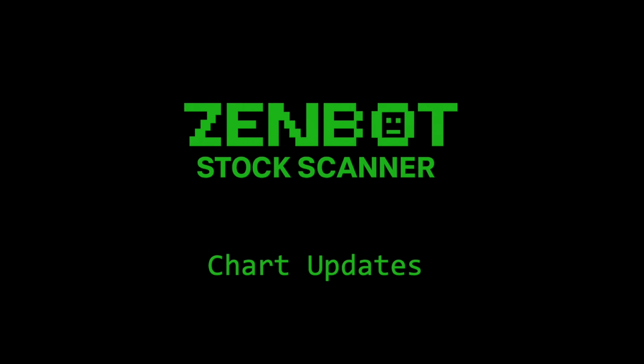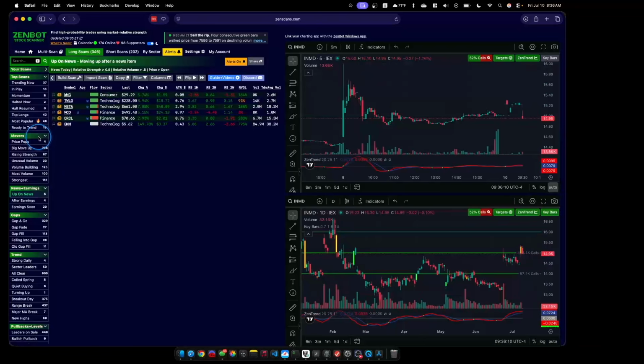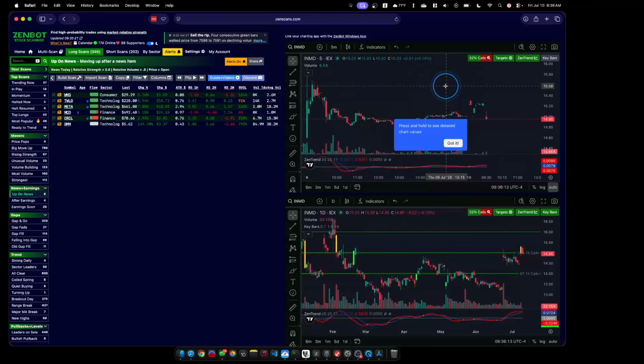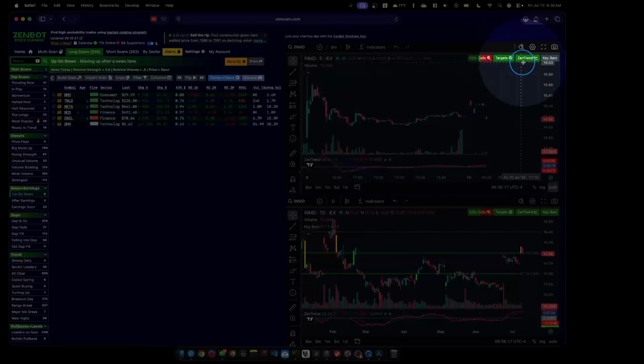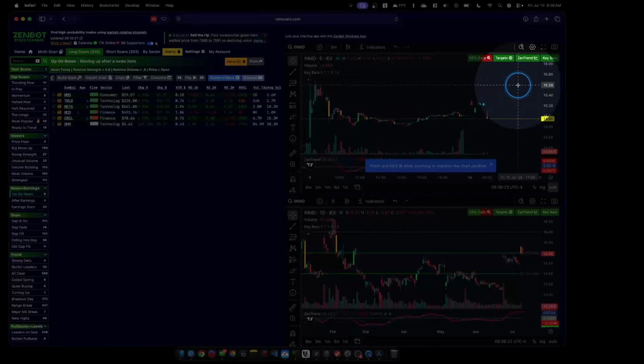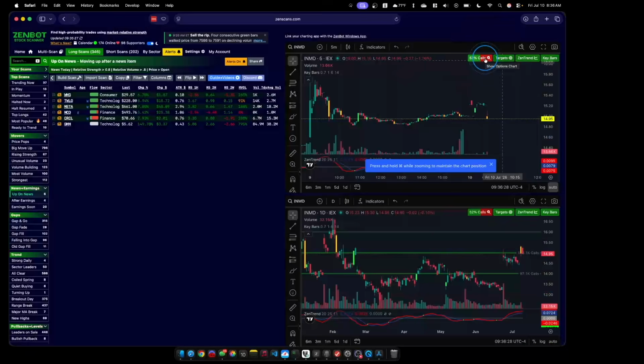You've probably seen these pop in the last couple of weeks or couple months. Over here, you'll notice we have targets and Zen trend and key bars. These indicators can be turned on or off. Let's go through them really quick. So the first one is the targets, price targets.